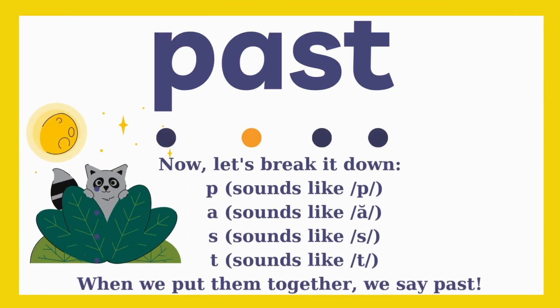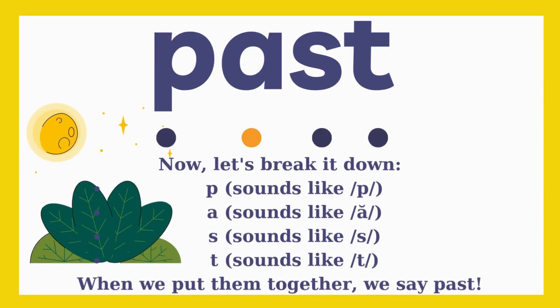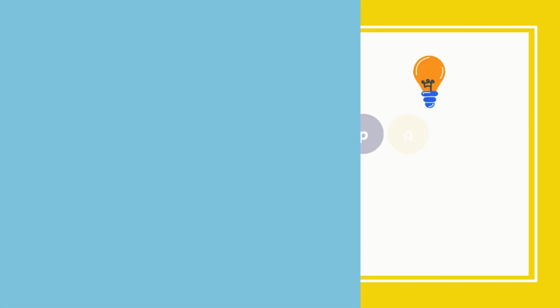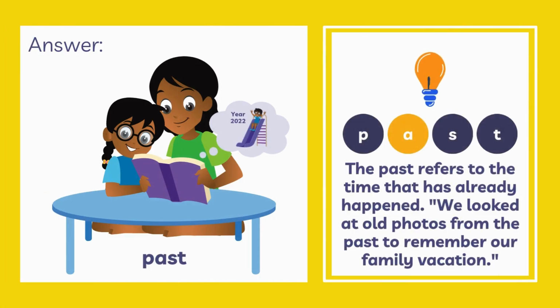Past. Now, let's break it down. P sounds like P. A sounds like A. S sounds like S. T sounds like T. When we put them together, we say past. The past refers to the time that has already happened. We looked at old photos from the past to remember our family vacation.